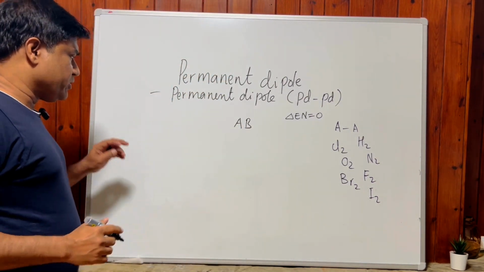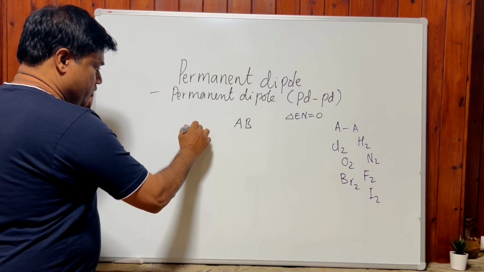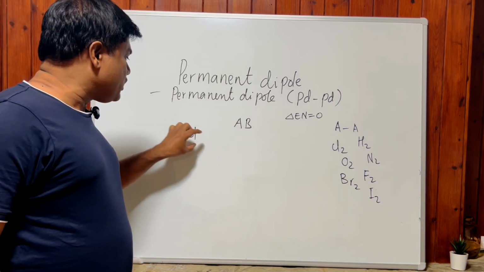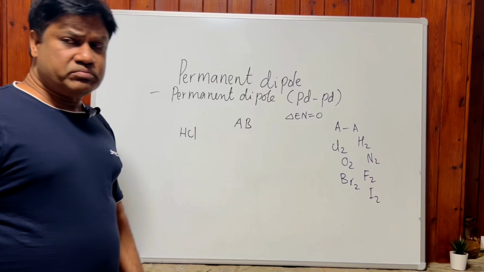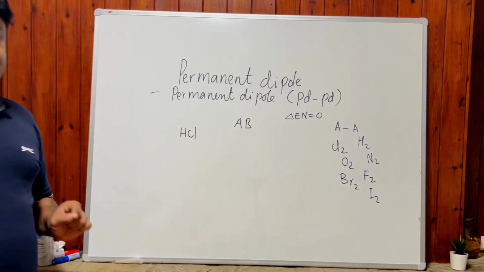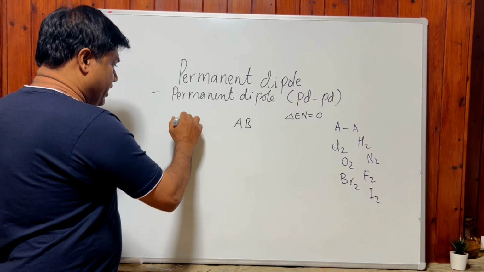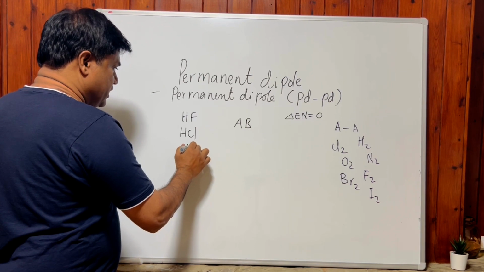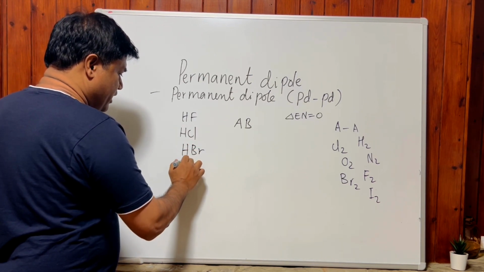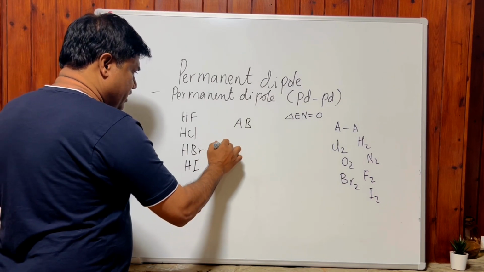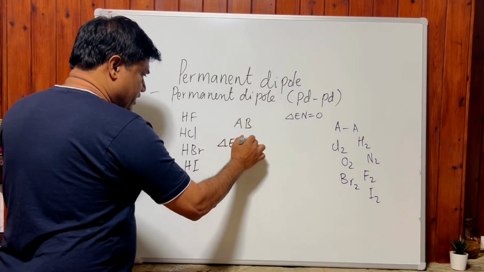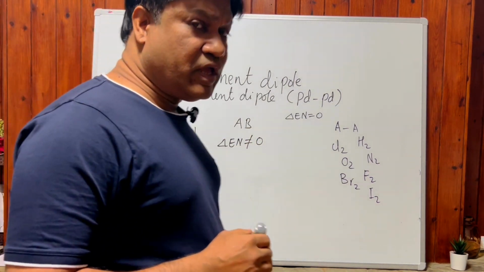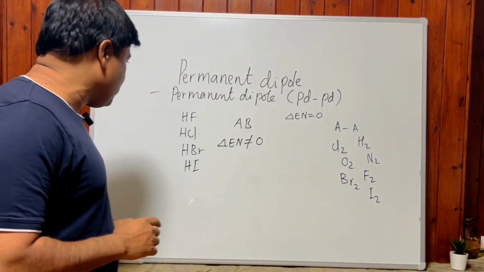But some compounds, for example HCl, are A and B type, where the electronegativity of hydrogen and chlorine are not the same. There will be a difference in electronegativity. For example HF, the hydrides of the 7th group elements: HCl, HF, HBr, HI. The difference in electronegativity, delta EN, is not equal to 0, 100%. So such molecules are polar molecules and they have permanent dipole, permanent dipole.